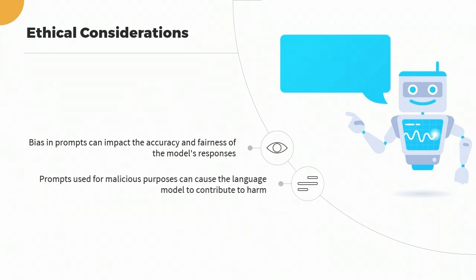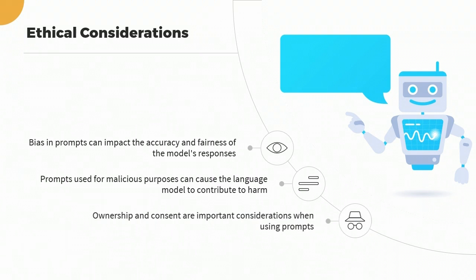Another consideration is the potential for prompts to be used for malicious purposes, such as generating text that is abusive, harassing, or manipulative. This could include using prompts to generate fake news or propaganda, or to impersonate someone else online. In such cases, the language model could be contributing to harm, rather than being a tool for communication and understanding.